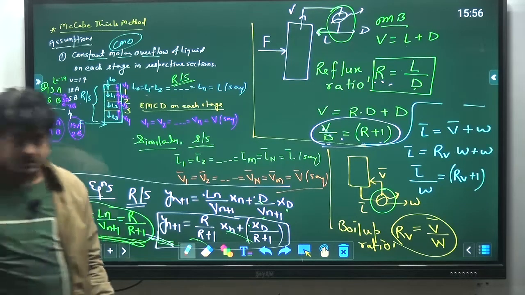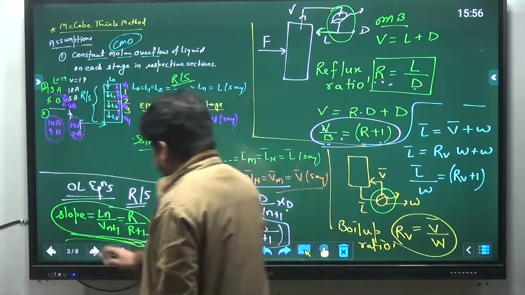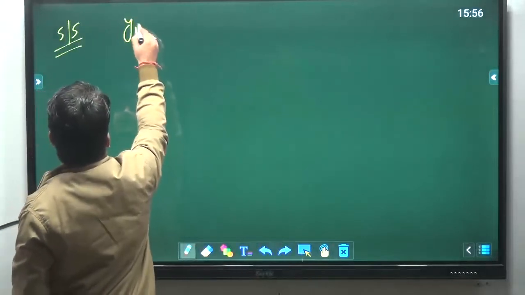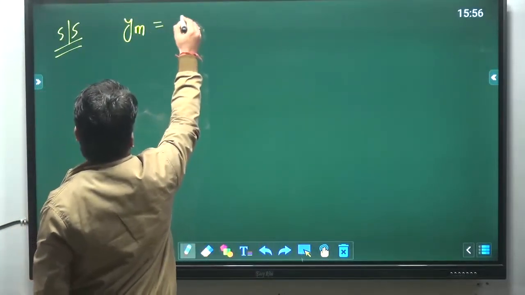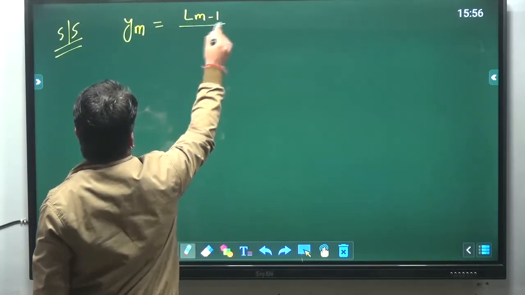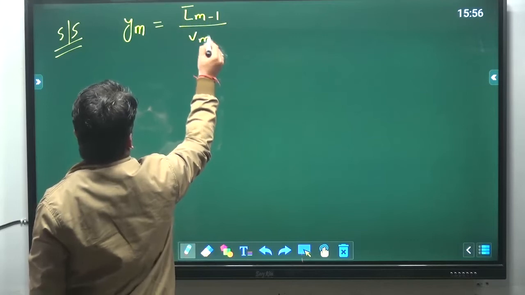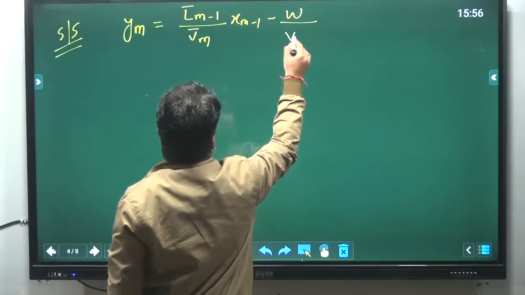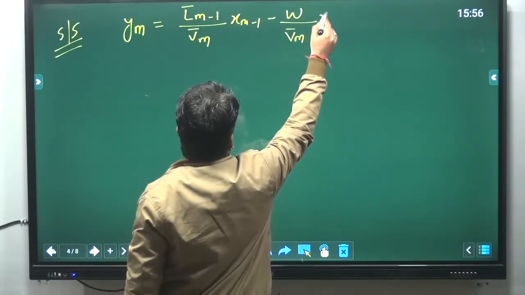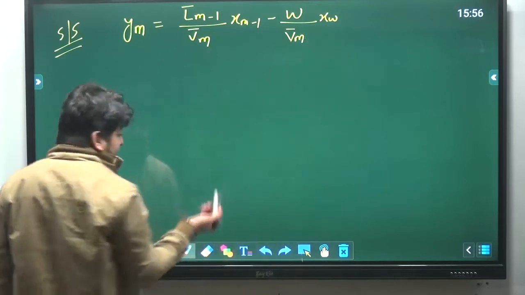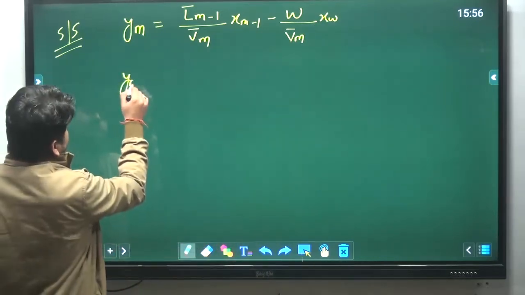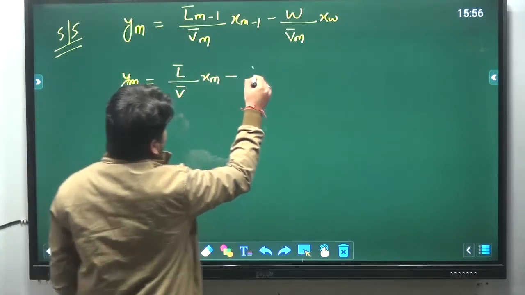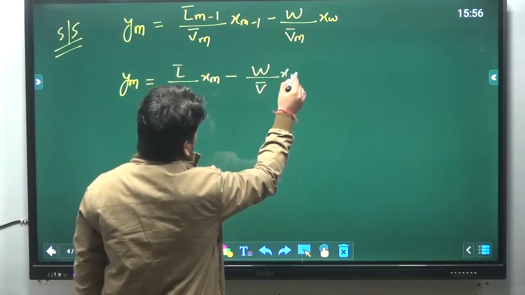Yes, wonderful. Now similarly for the stripping section, you know that the operating line equation is Ym equal to Lm minus 1 bar over Vm bar Xm minus 1, minus W upon Vm bar into Xw. As per the CMO assumption, you can also write it as L bar over V bar Xm minus W over V bar Xw.